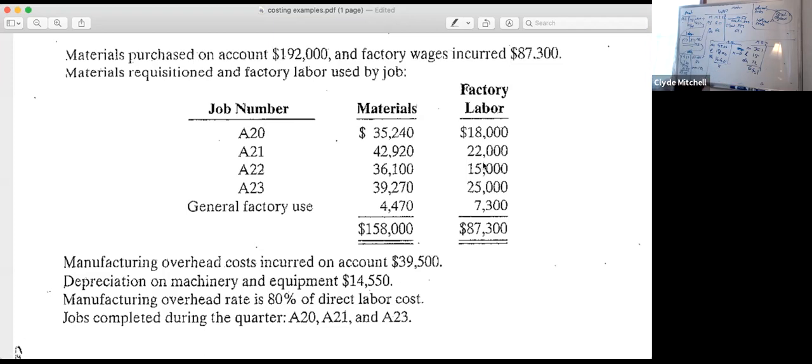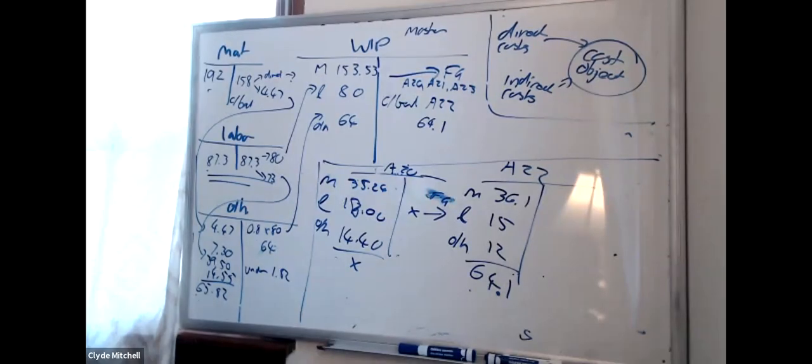So there we go. We have an example of job costing with a fair amount of detail, which should prepare you for the quiz example that we will have next. And we will end at that point.